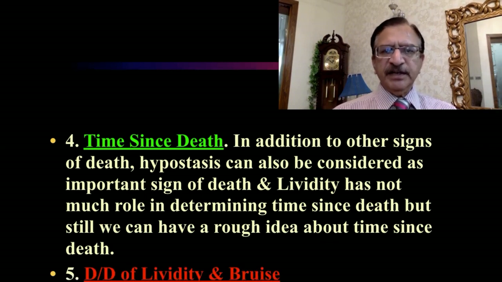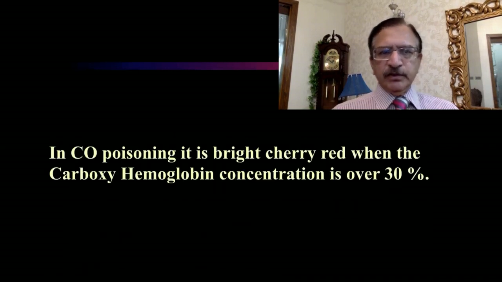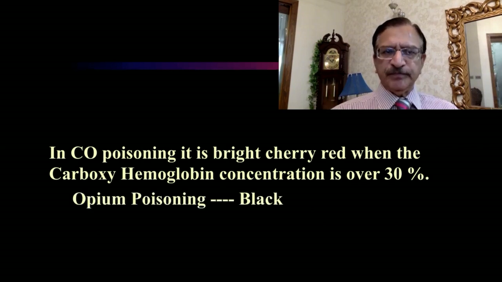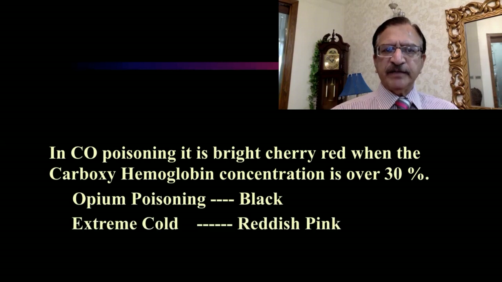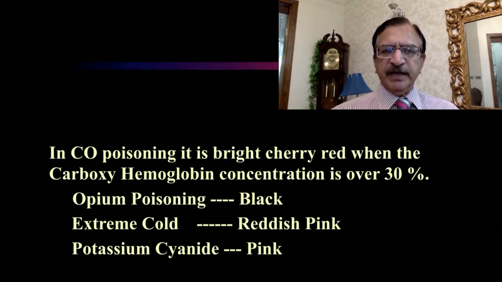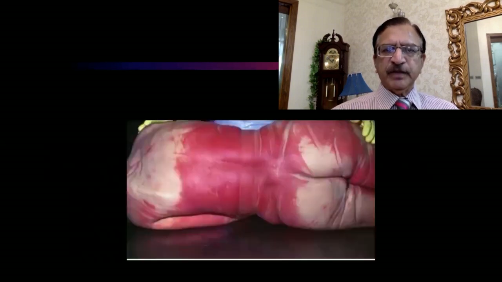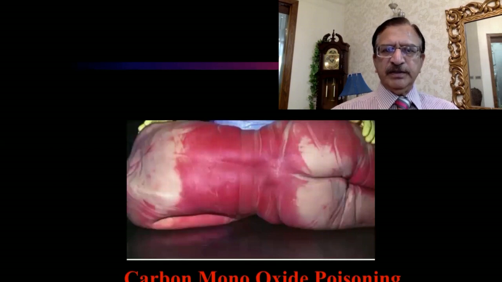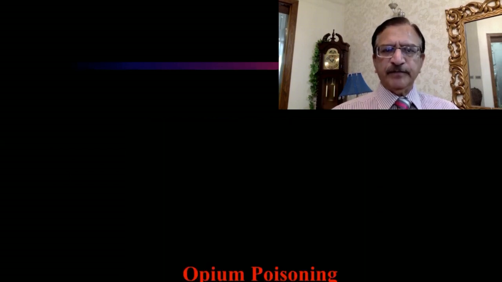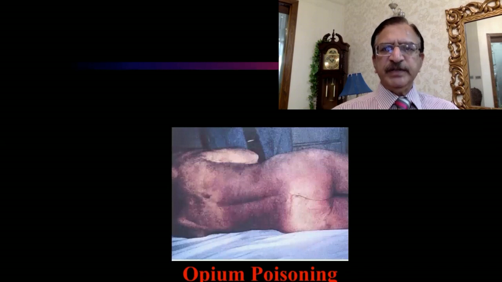Then there are certain conditions which simulate lividity, the differential diagnosis of lividity and other conditions like bruise, congestion, cyanosis. We will discuss these. So in carbon monoxide poisoning, it is bright cherry red when the carboxyhemoglobin concentration is over 30%. In opium poisoning, it is black. In extreme cold, it is reddish pink. Potassium cyanide, it is pinkish. And this is the postmortem staining of carbon monoxide. This is in opium poisoning.